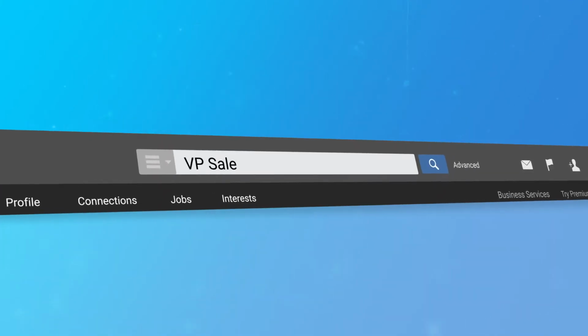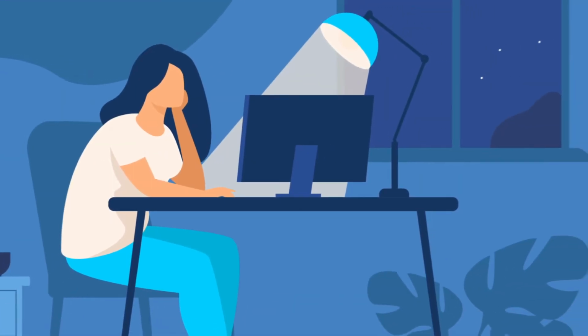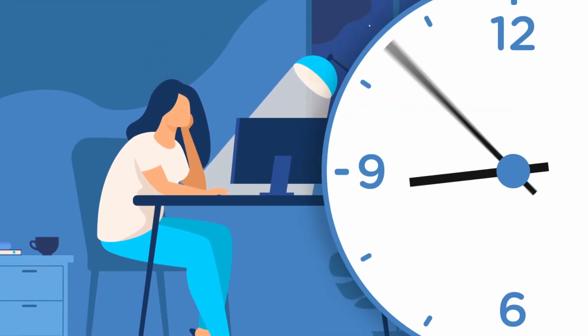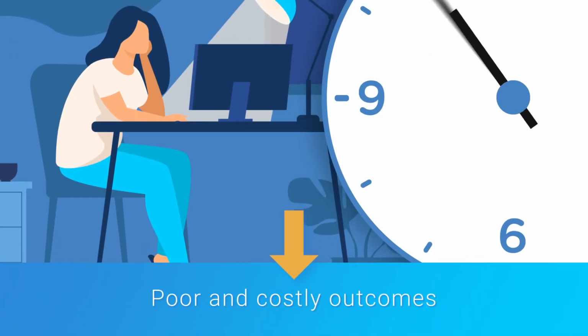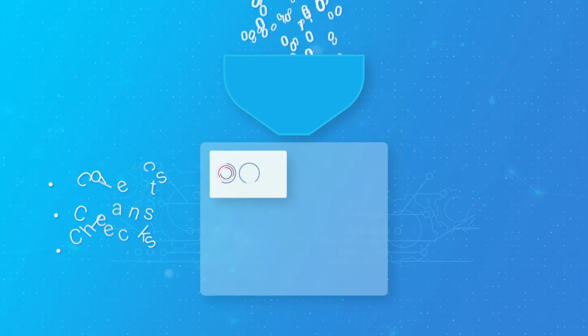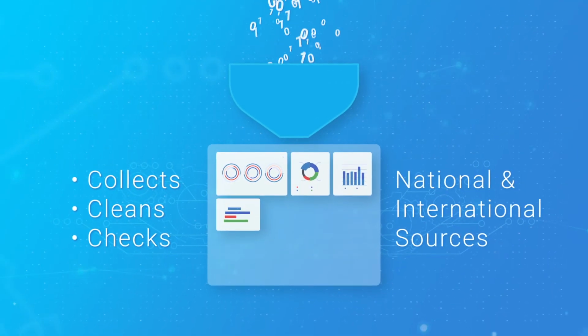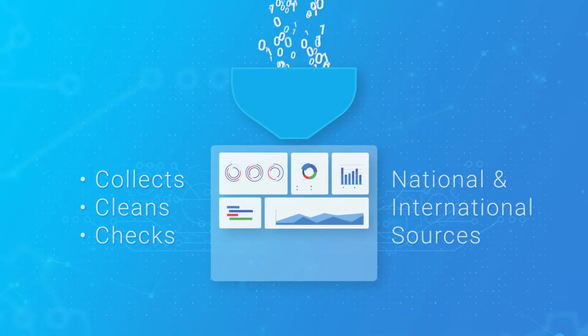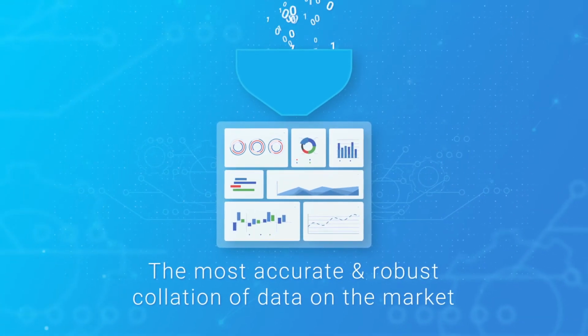With Horsefly, you can say goodbye to those ineffective job title-based searches. You can forget about spending endless hours compiling incomplete, outdated, and inaccurate workforce data that lead to poor and costly outcomes. Horsefly collects, cleans, and checks massive amounts of data from multiple national and international sources to make this the most accurate and robust collation of data on the market.